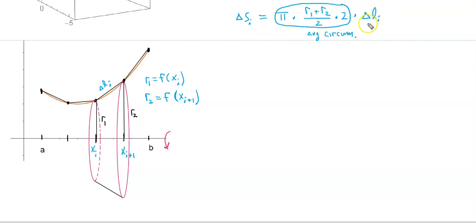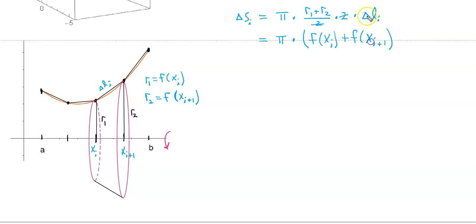So now let's clean this formula up a little bit and take note of how we can rewrite this delta L i term. So we can cancel the 2's, of course, and we end up with this. Let's replace R1 and R2 with f of x sub i, f of x sub i plus 1. Now the delta L term, let's take care of that.